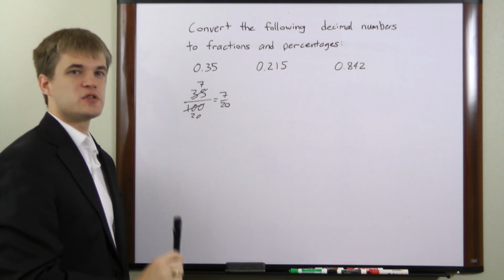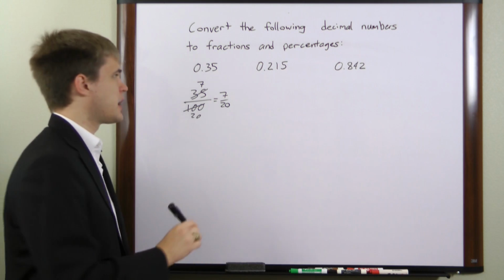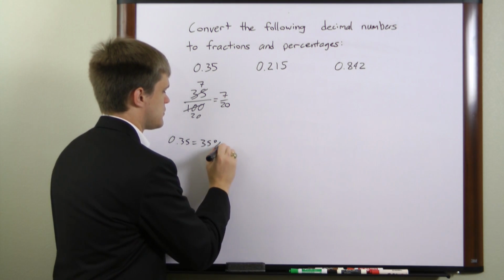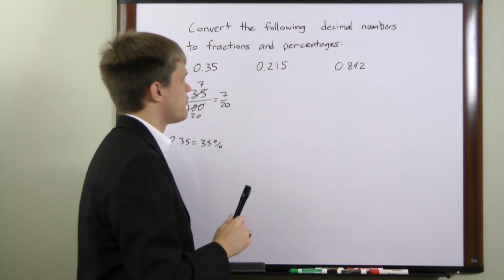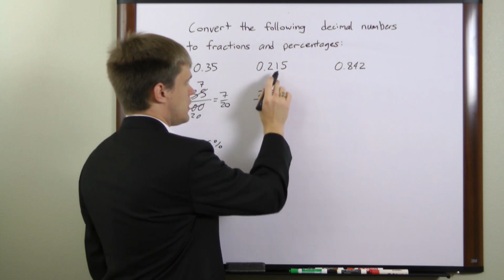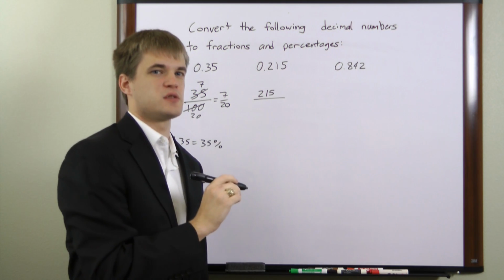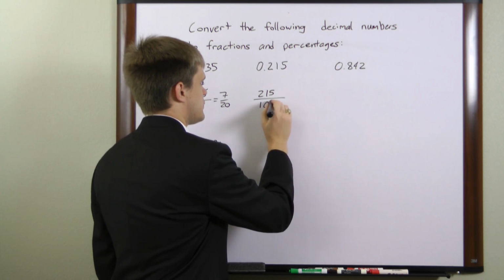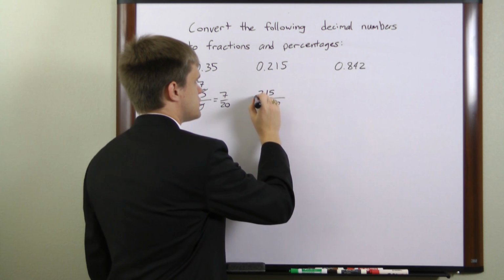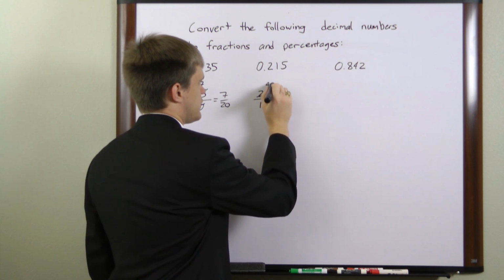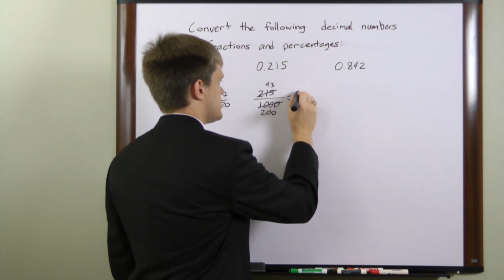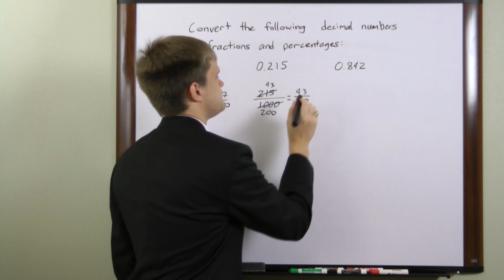To convert a decimal to a percentage, all we have to do is move the decimal point 2 places to the right. So 0.35 is equal to 35%. In the second example, we have 0.215. Once again, we'll write 215 as our numerator. The rightmost digit is 3 places to the right of the decimal, so we will write 3 zeros in our denominator. 215 over 1,000. We can divide top and bottom by 5. So 215 over 5 is equal to 43, and 1,000 over 5 is equal to 200. So this fraction is the same as 43 over 200.